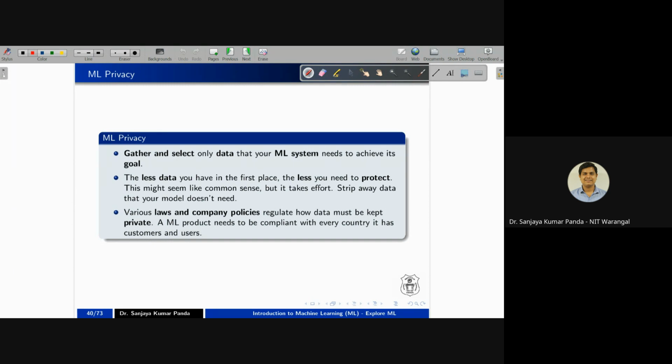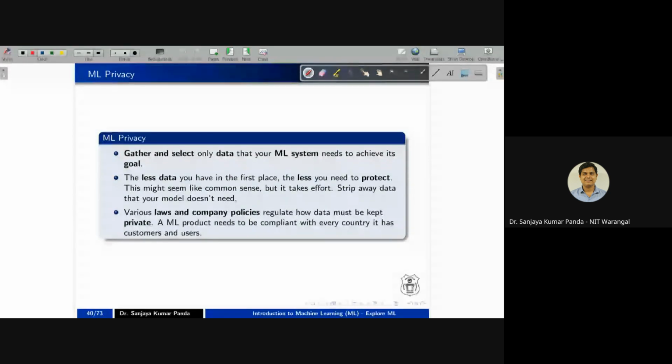There are also various laws and company policies on how data must be kept private. And you know, we maintain privacy in different hierarchies also. If you talk about a particular organization, every organization has a hierarchy, starting from different types of employees from lower level to higher level, or higher management. So based upon that also, privacy is maintained.